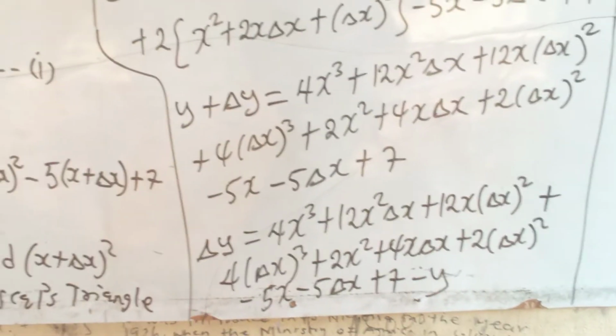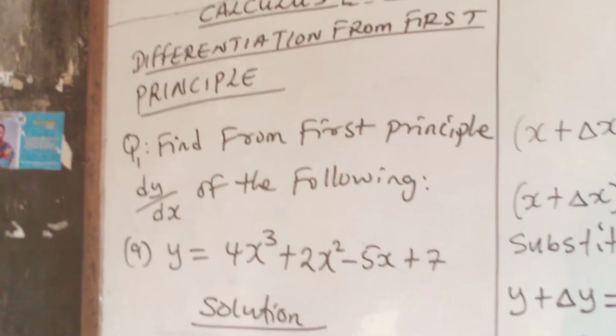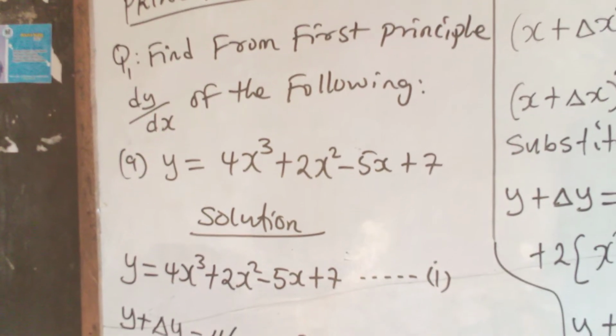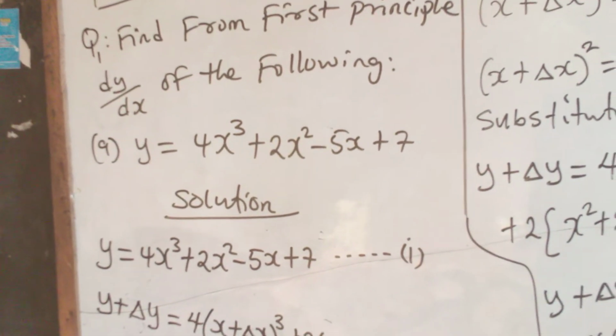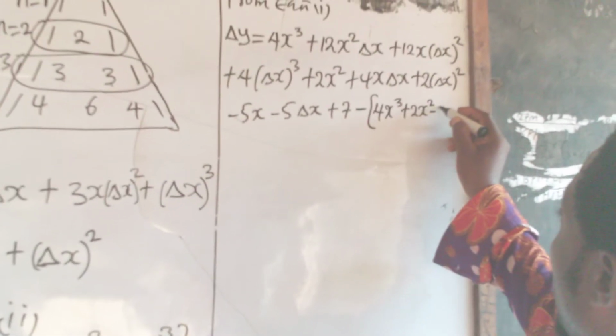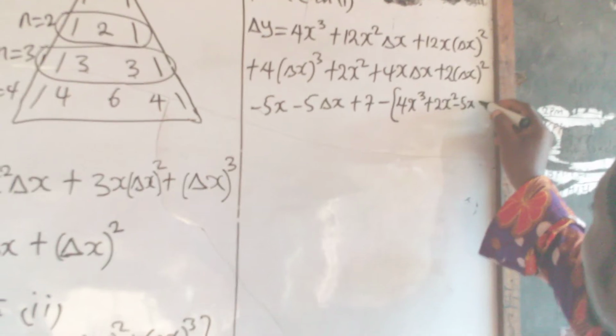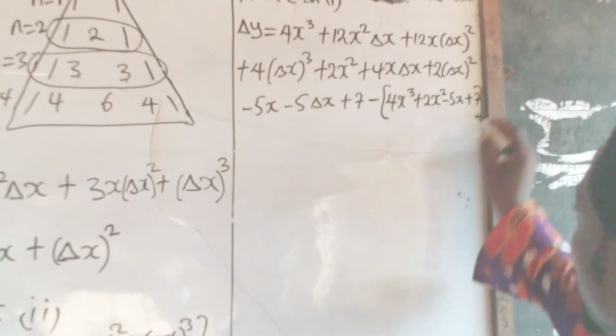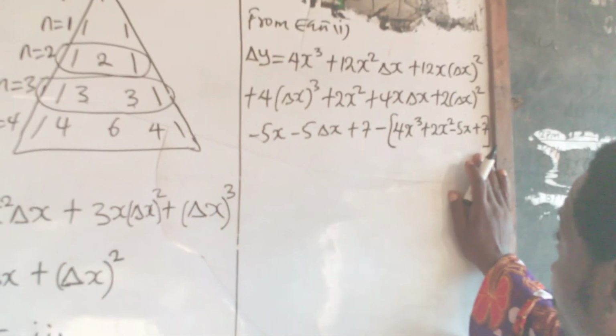So instead of writing this y now, what do you do? You go to equation 1 and pick the value of that y. And the value of that y there is what? 4s raised to the power 3 plus 2s raised to the power what? 2 minus 5s plus what? 7. So the next thing is that you open this bracket.